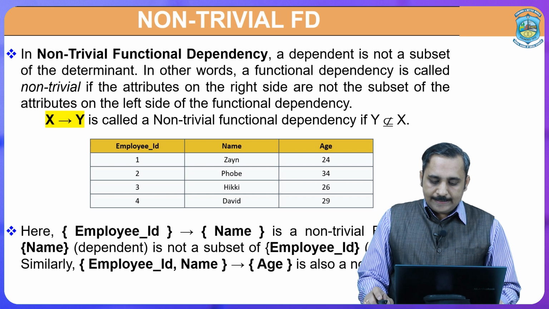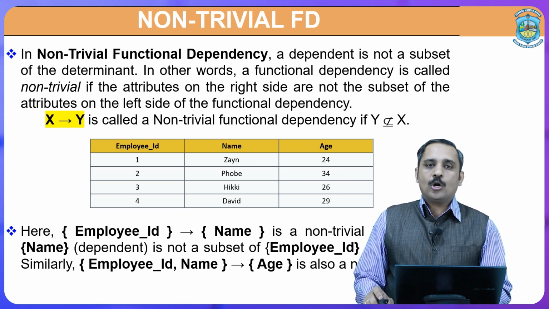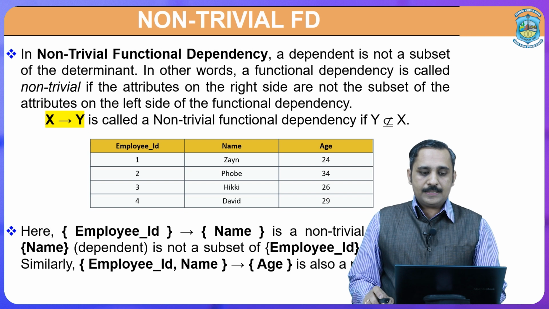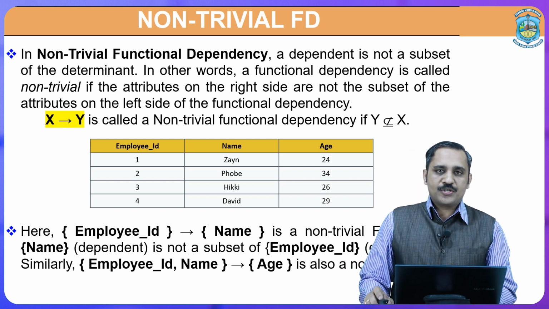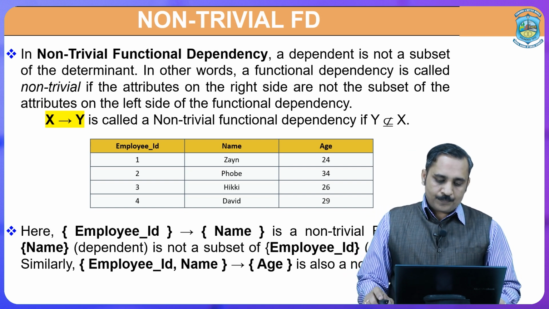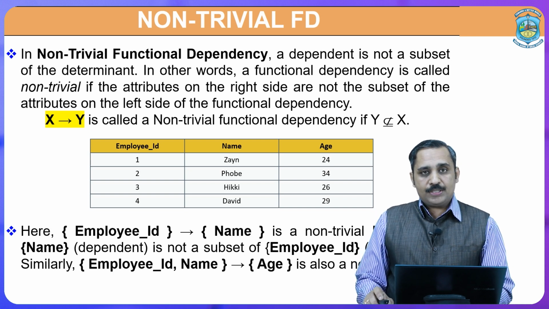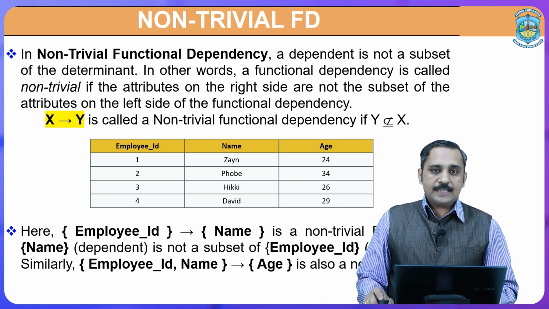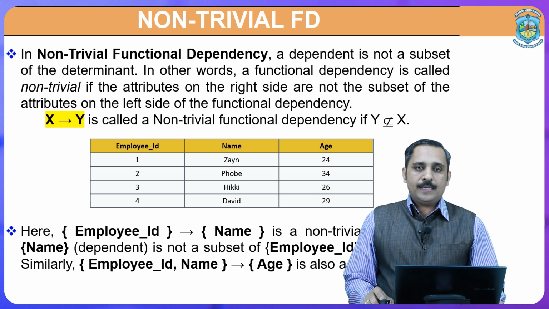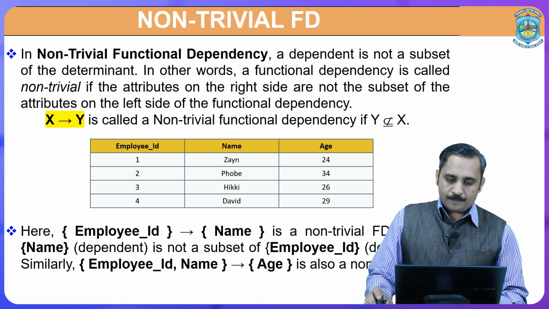Again we have the example here. So employee ID arrow name. Since name is not part of the left hand side, this is not a trivial dependency. Hence we say that this functional dependency is non-trivial. Similarly, employee ID name arrow age. Since age is not part of the left hand side determinant, this dependency is also non-trivial.